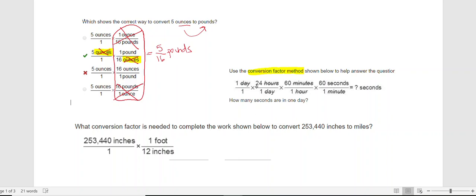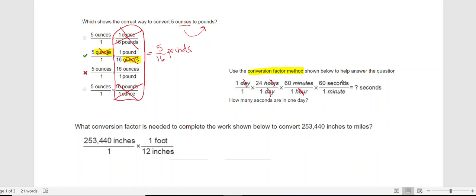Here's another example of how to use the conversion factor method, and it's already set up for us. So if I'm starting with days and trying to get to seconds, then days on top cancels when I put days on the bottom. 24 hours in 1 day is correct, and that would cancel out days because days is on the top and the bottom. Then hours on top and hours on bottom cancels, and there are 60 minutes in 1 hour. So multiplying by this would get me from days to hours and hours to minutes.